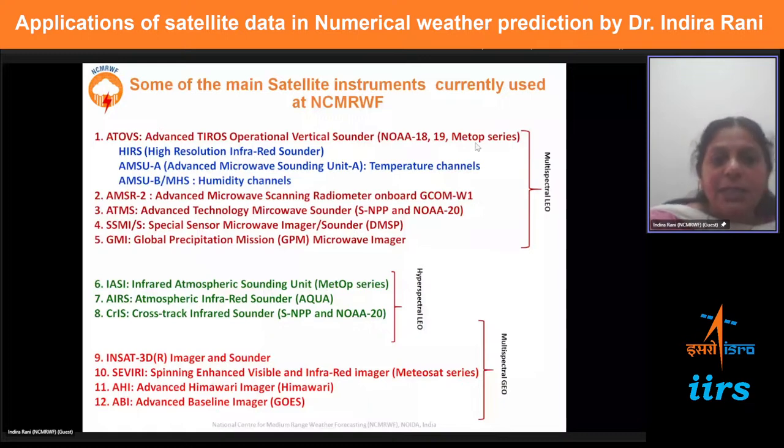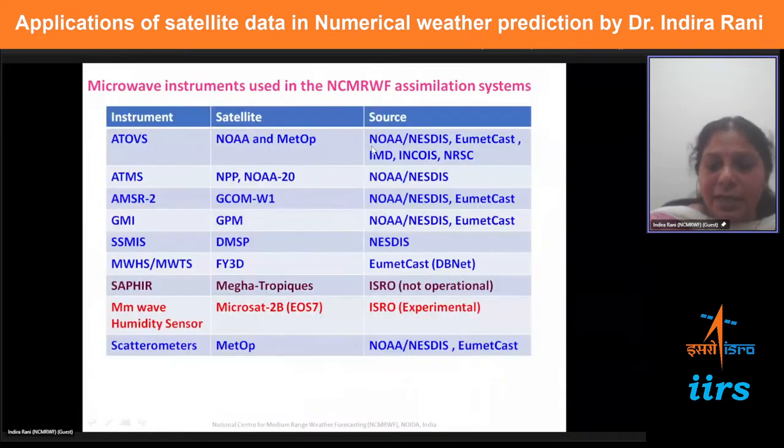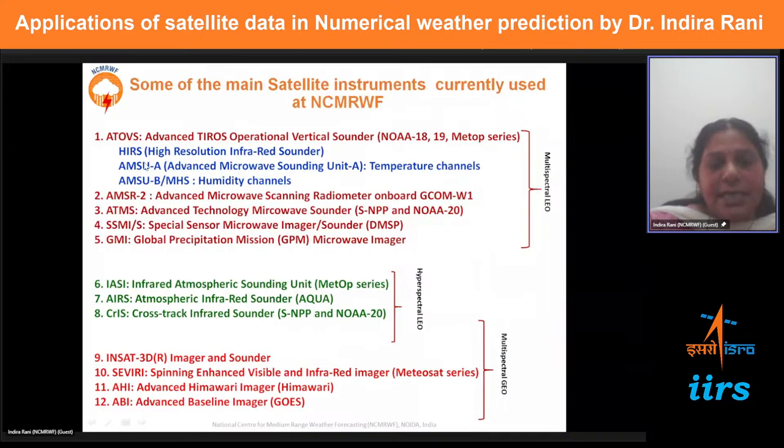SSMIS is the Special Sensor Microwave Imager Sounder, also owned by the US, under the Defense Meteorological Satellite Program, their defense satellite program. Then another one is GMI, the Global Precipitation Mission, GPM microwave imager. Almost all the instruments in this first list work in the microwave region of the spectrum, except HIRS, which is in the infrared region.